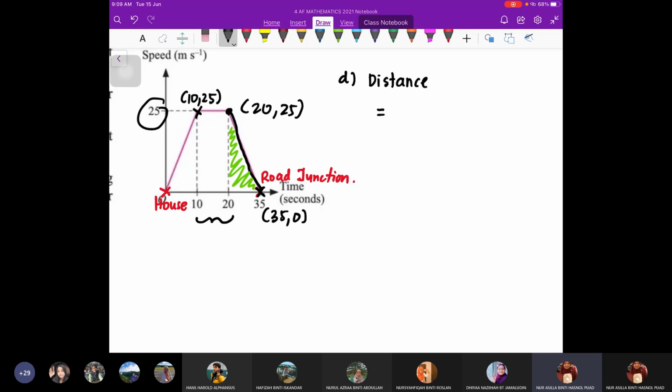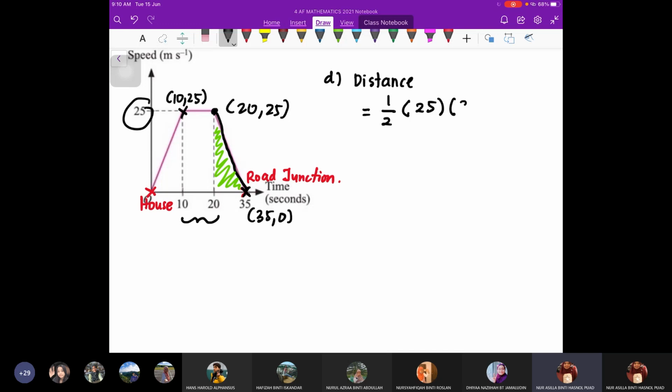Use the formula. The shape is a triangle. 1 over 2 times height, which is 25. So the length at the bottom is 35 minus 20. So 1 over 2 times 25 times 15. Okay. So use your calculator, you will get 187.5 meters. Distance only. So Mr. Daniel covers 100-something, not quite 200 meters before he stops.